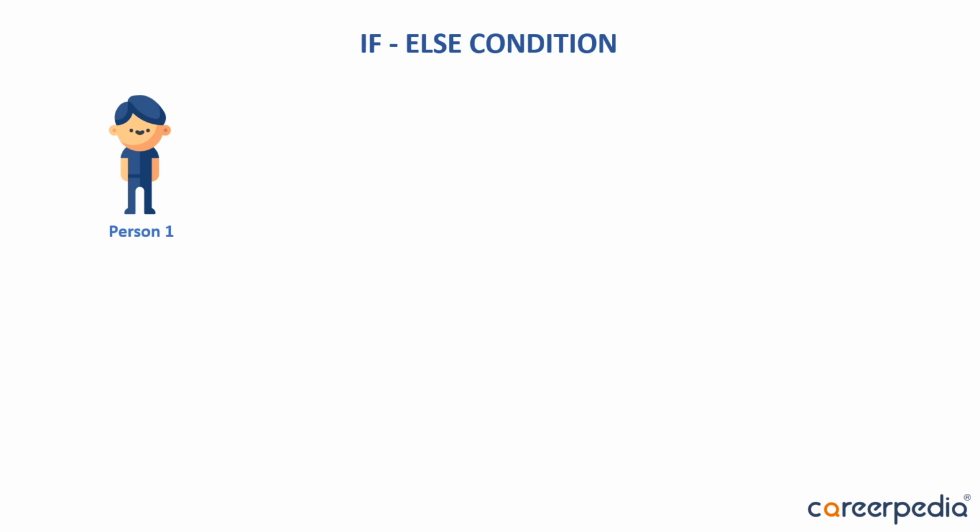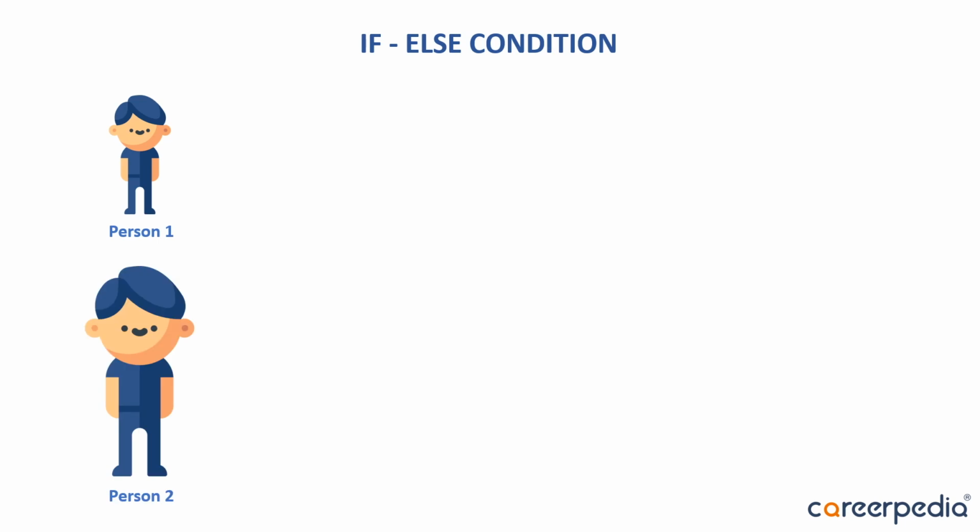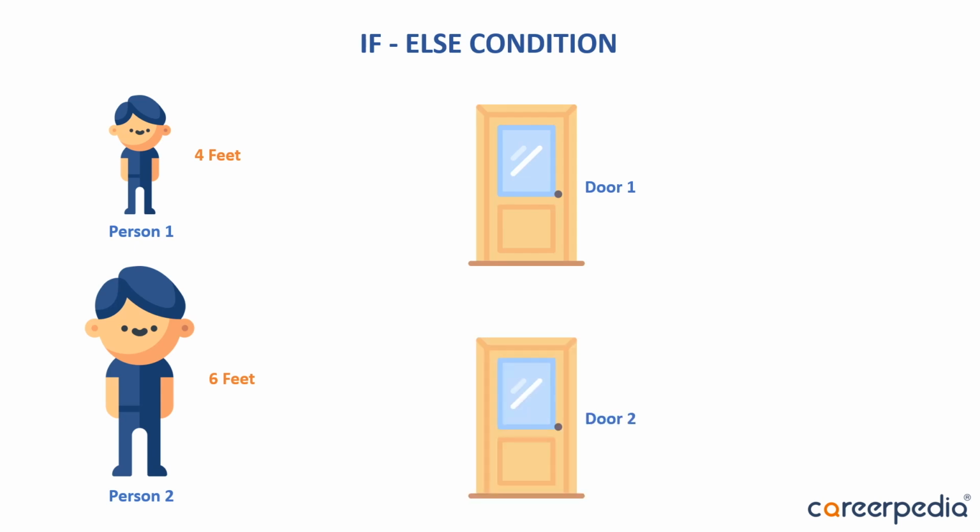We'll take the example. We'll have person 1 and person 2. The heights are still 4 feet and 6 feet. Now we'll take two doors, door 1 and door 2. Door 1 has the condition that only 4 feet persons are allowed, and door 2 says rest. Those who are not able to satisfy the above condition, which is of 4 feet, can go to this door. This is how the 6 feet person, or person 2, is getting the instruction: if he is not able to satisfy the first condition, then he can use this one.